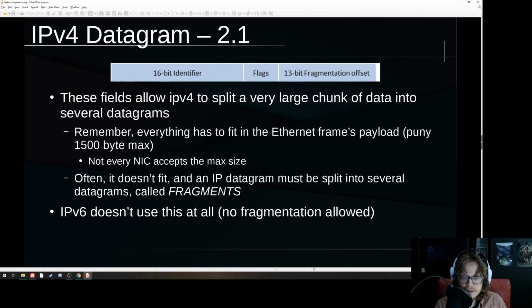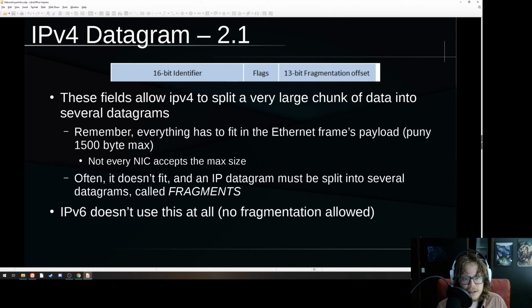So these fields allow IPv4 to split a large chunk of data along several datagrams. This was used if you had a message that you wanted to send, but it was too big to fit inside the payload of the Ethernet frame, which again, is 1500 bytes max minus what's used for the headers. And not every NIC can even accept that. Some NICs can only accept smaller Ethernet frames. Then you would have to split it up over several datagrams.